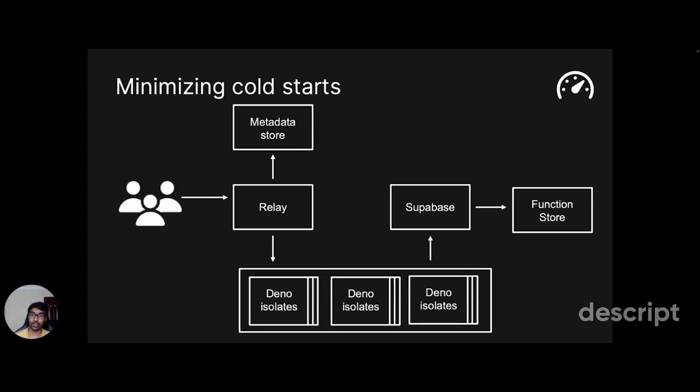And if Deno does not have the latest version of the function, or if it's a new function, then it pings Supabase again to get the latest version of the function. And Supabase uses a different component called a function store, where all the function definitions are stored with the version information, and then it's passed on to Deno. And most of the times, if Deno has the function information, it won't be a cold start, and we have tried to optimize the hot path as much as possible. Each of the components in the hot path, the relay, the metadata store, is highly optimized to make sure that the time to invoke a function is as little as possible.